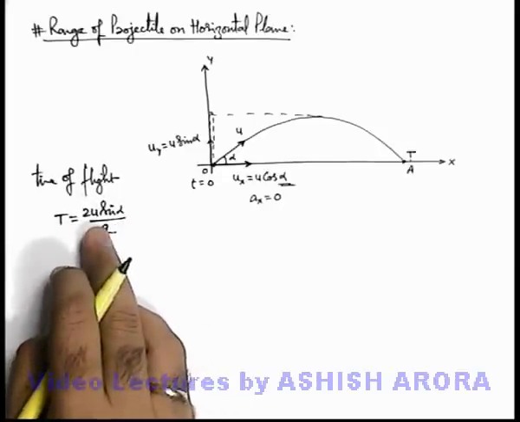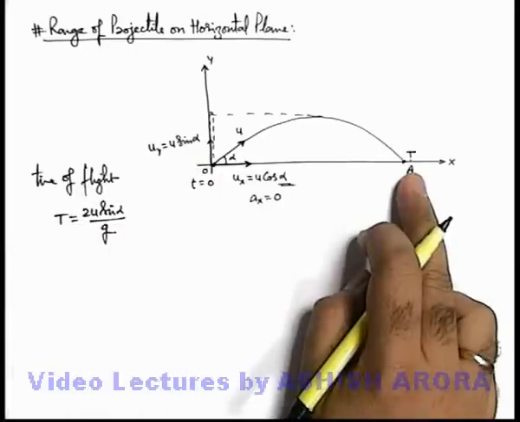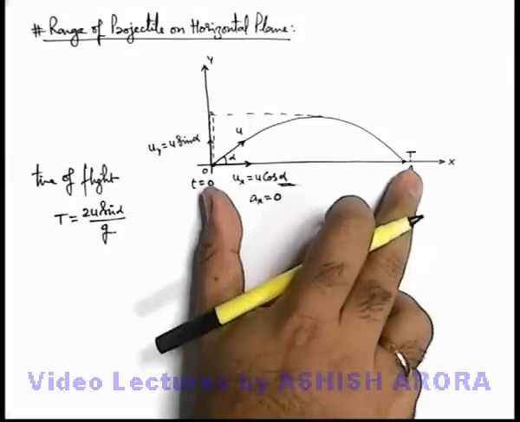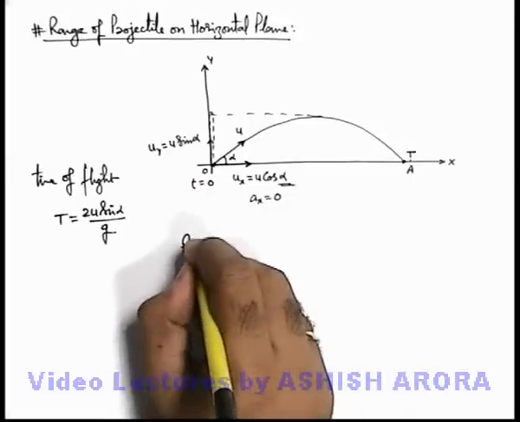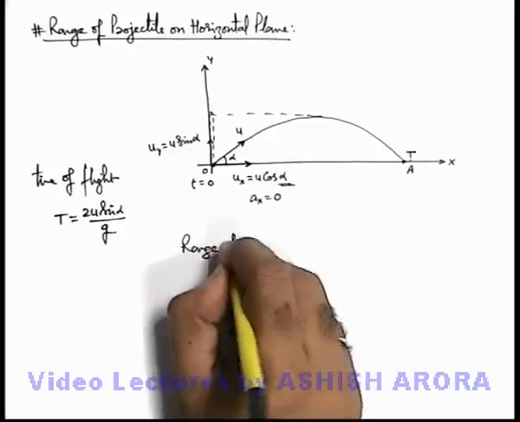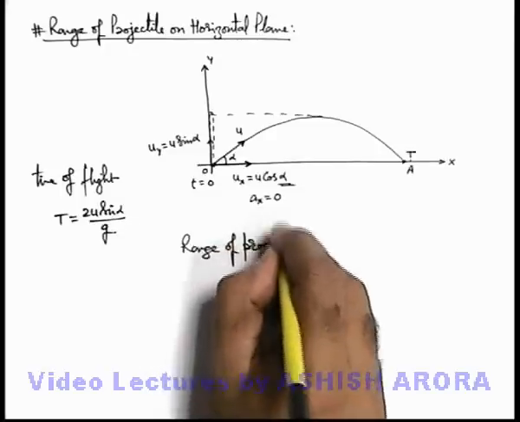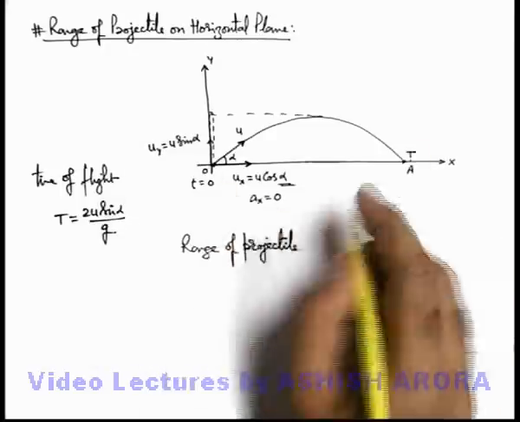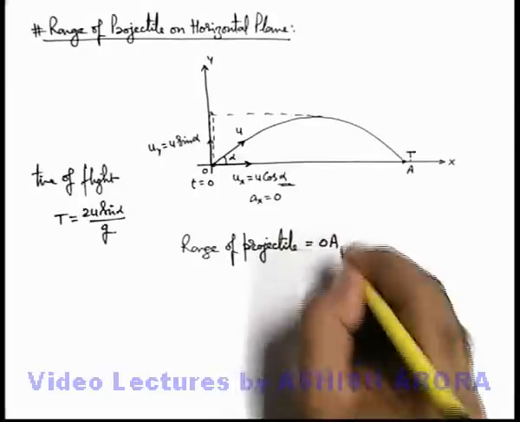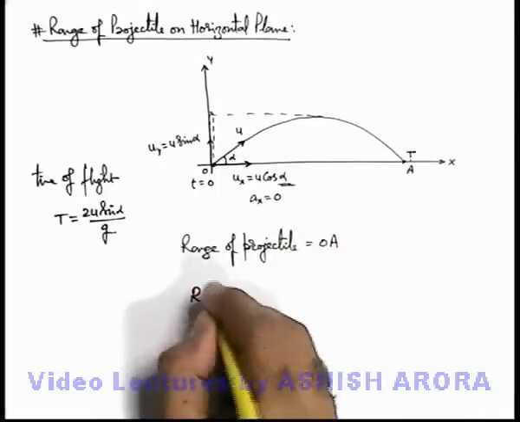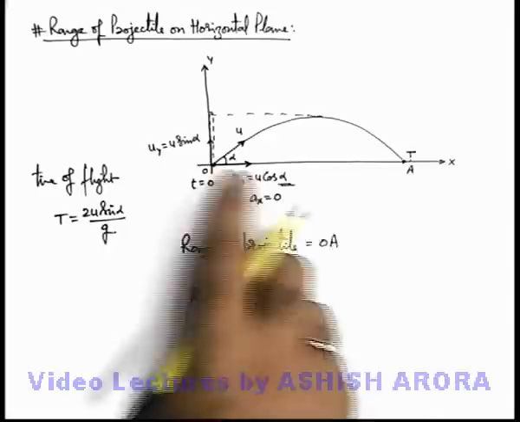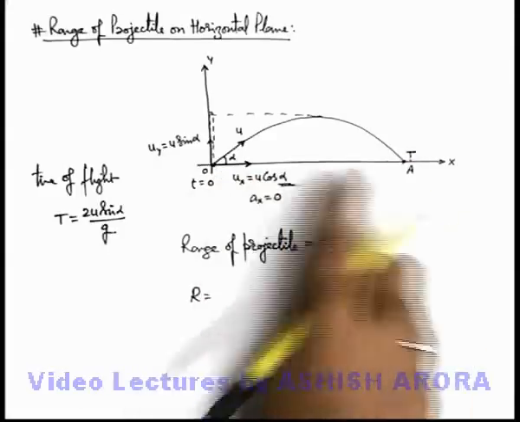In this time, the total distance covered by the particle along horizontal motion is the range of projectile. So we can simply state here, range of projectile on this horizontal ground is equal to OA. This range can be written as the distance traveled by the particle in horizontal direction in this time of flight.